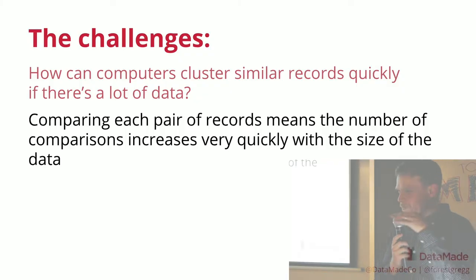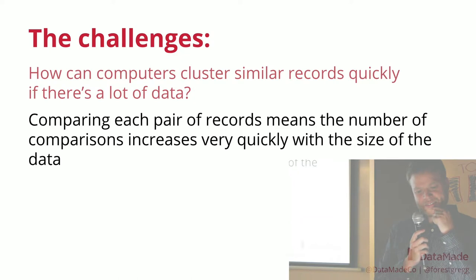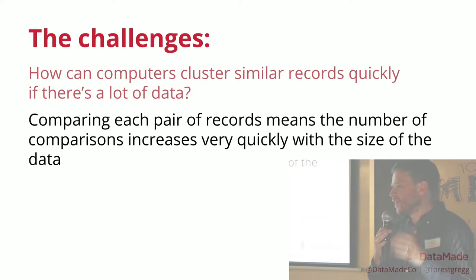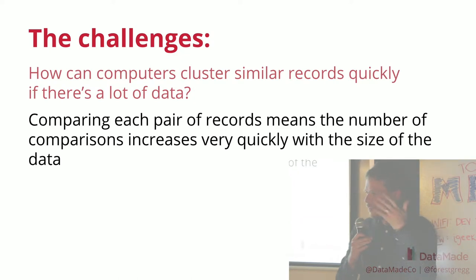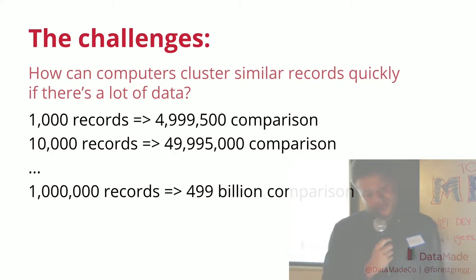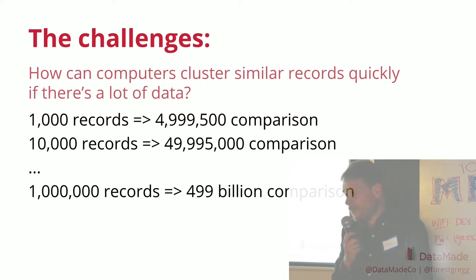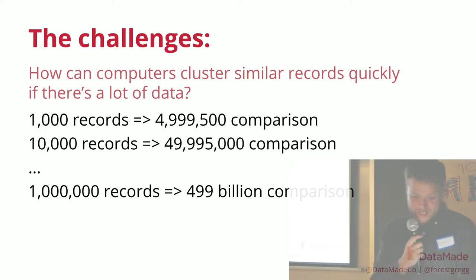The really hard problem for this is getting it to scale. If you compare each possible pair of records, it grows basically with the square of the size of the data set. So if you have 1,000 records, you can probably do it. It makes 4 million comparisons, but if you have 1 million records, you're talking about 500 billion comparisons, and even with a really nice laptop, you're not going to be able to do that.